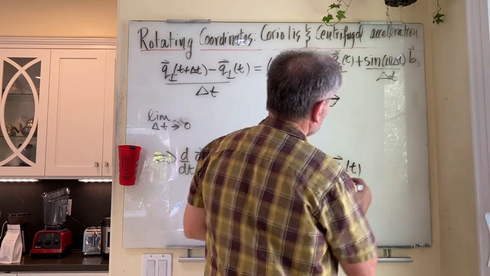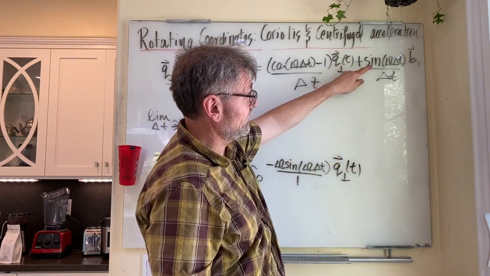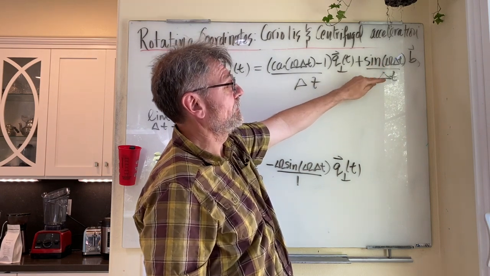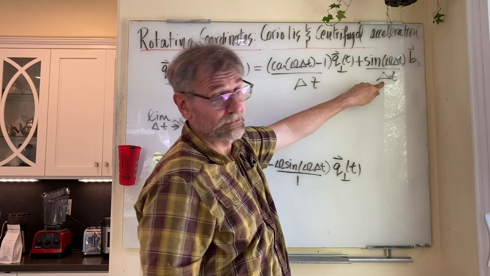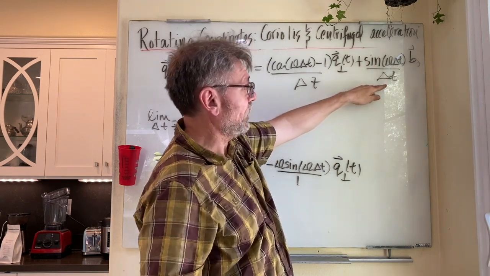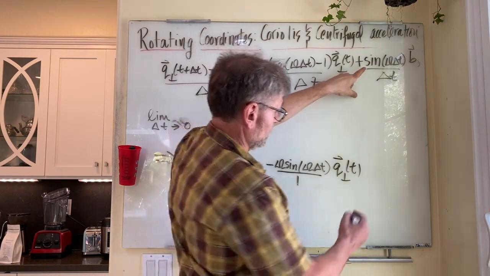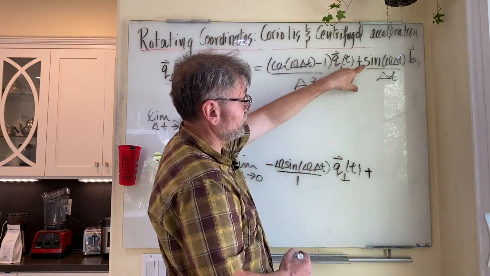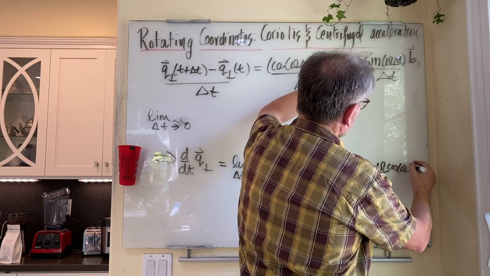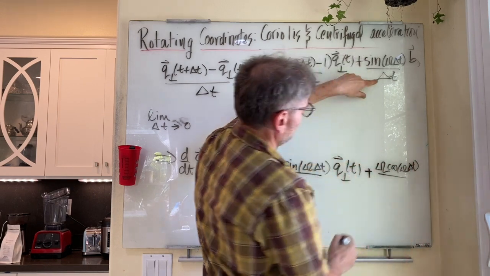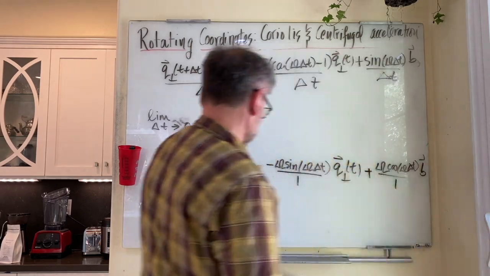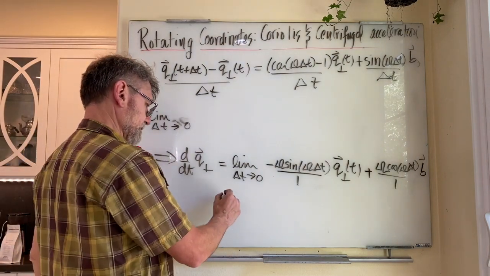And for this term, we have the same business going on. As delta t goes to 0, the numerator will go to 0, and the denominator will go to 0. So again, we can use L'Hopital's rule, take the derivative of the top, take the derivative of the bottom, and then take the limit. So that's going to be plus, the derivative of the top is omega cosine of omega delta t, and the derivative of delta t with respect to delta t is just 1, times b. And now we're in business. Now we can take the limits.